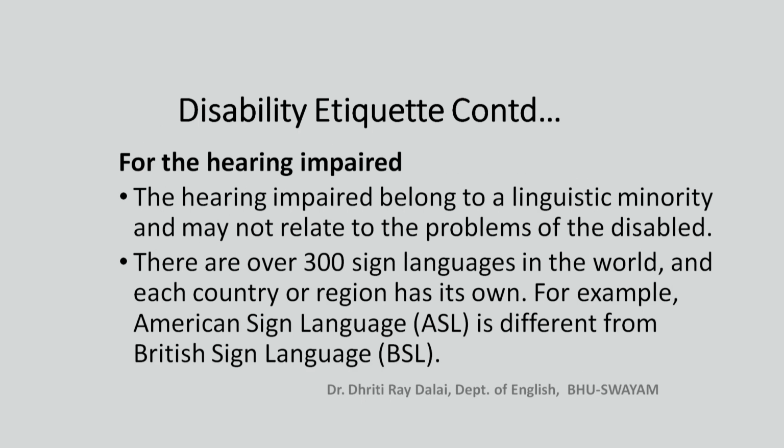When it comes to the disability etiquette involving the hearing impaired, you will find that there are over 300 sign languages in the world, which is something almost unknown to many of the non-disabled. So, there are 300 sign languages. There are distinctions between the American Sign Language, the British Sign Language, as well as the Indian Sign Language. The Indian Sign Language would use both the hands, whereas the American Sign Language would use only one.